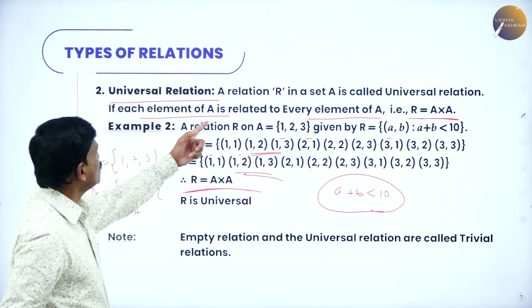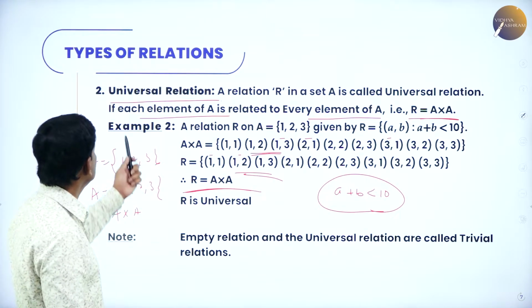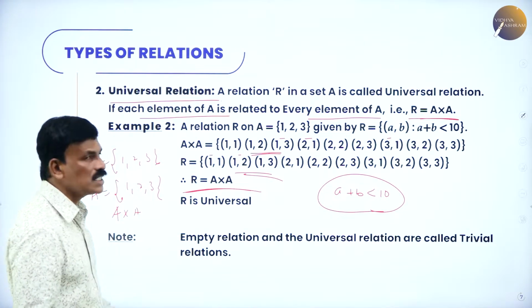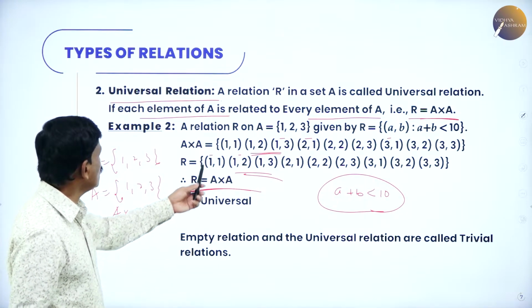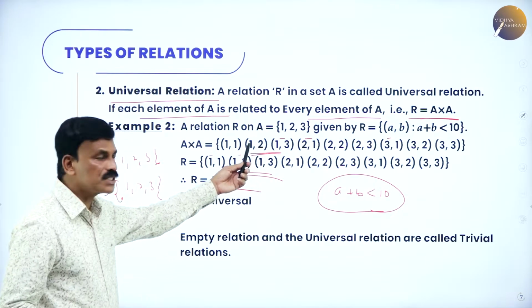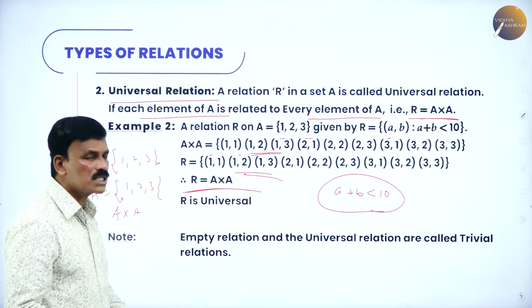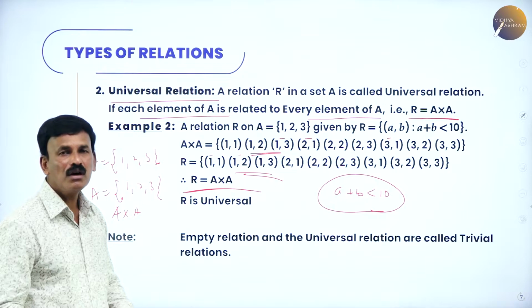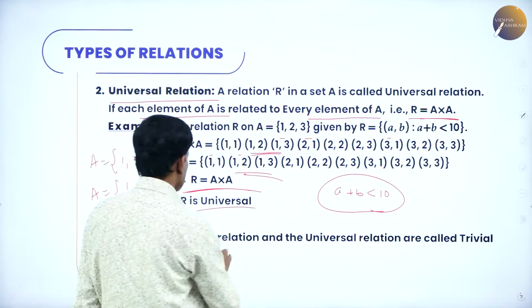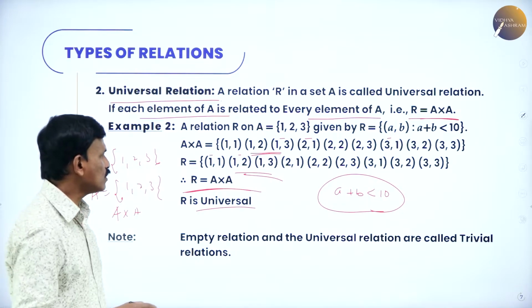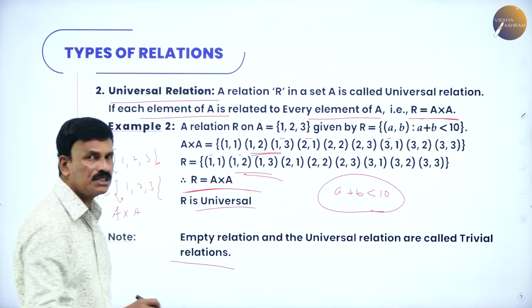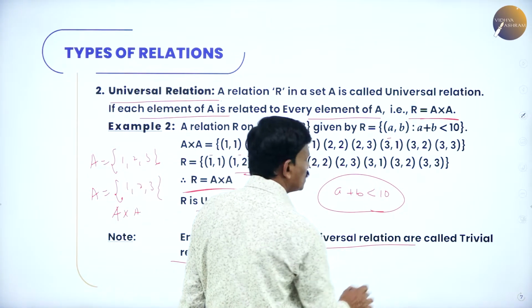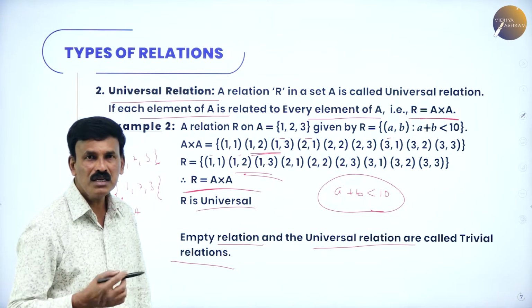So, here a relation R on a set is called a universal relation if each element of A is related to every element of A, that is R = A cross A. All the elements of A cross A are elements of the relation, therefore R and A cross A are the same, so R is the universal relation. The empty relation and the universal relation are called the trivial relations.